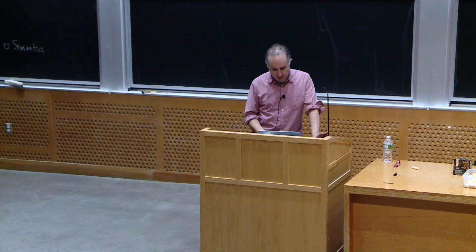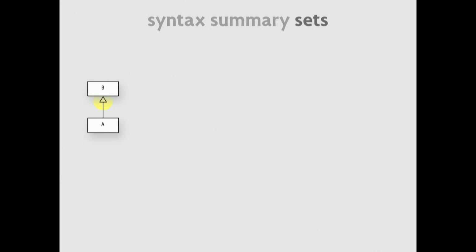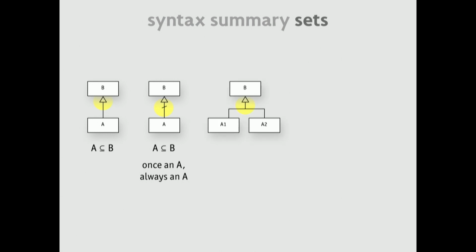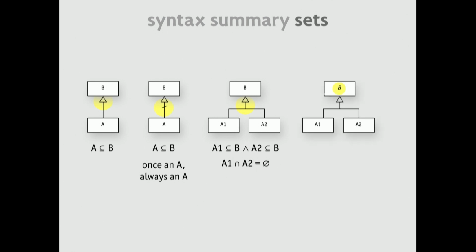So, in summary, what we've seen is that you can specify sets, that one set's a subset of another, and the little immutability marking to say that the classification is permanent, once an A, always an A. We can divide things into subsets. So this says that A1 and A2 are subsets of B, and no A1 is an A2. They're disjoint. By putting the B in italics, that says that B is exhausted by A1 and A2. There are no other Bs.